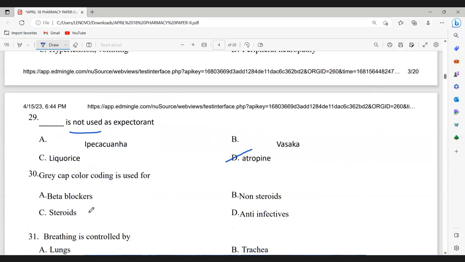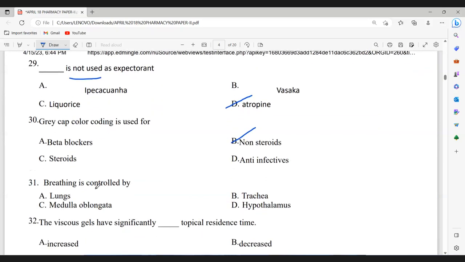Then 30, gray cap color coding is used for non-steroids. Option B is correct. Pink for steroids, gray cap is for non-steroids. Then breathing is controlled by medulla oblongata.